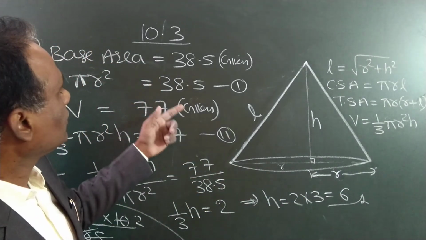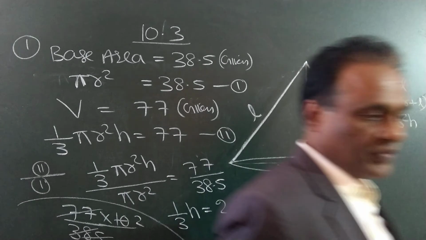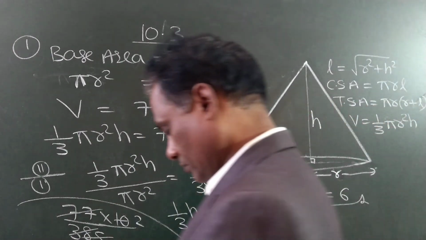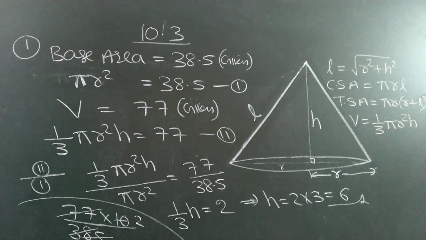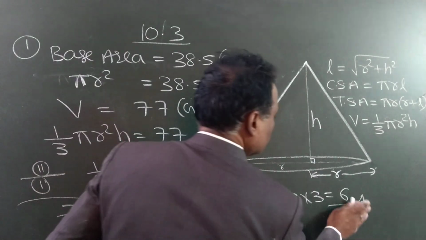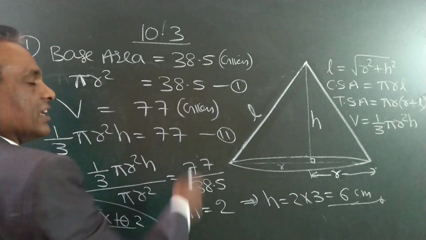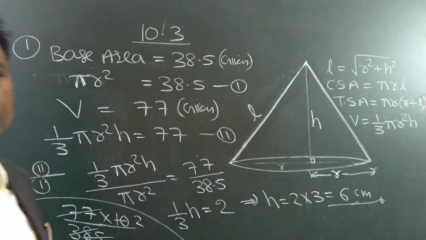What are the units? Units you check. If it is in meters, you write meters. Centimeters, centimeters, like that. Because these given values are in centimeters, the answer will also be in centimeters.